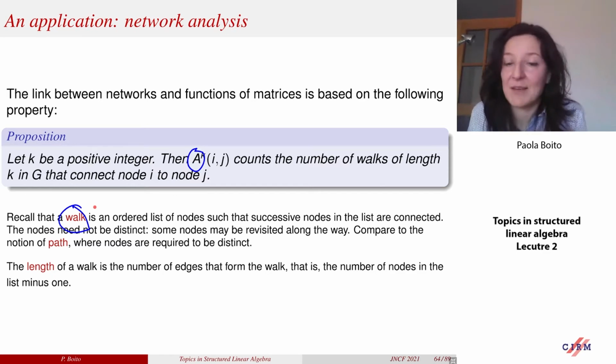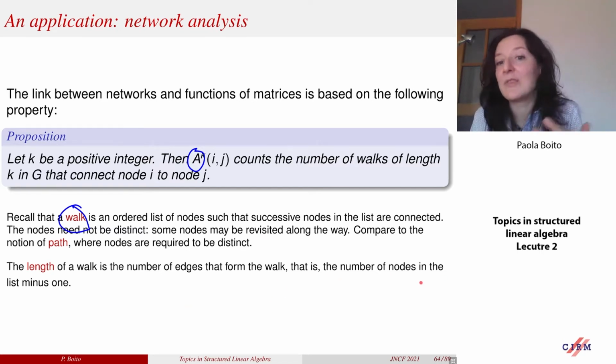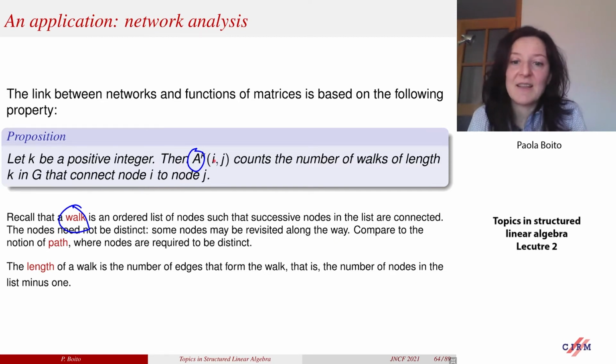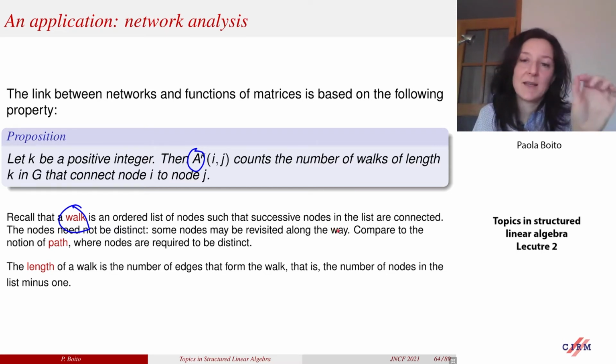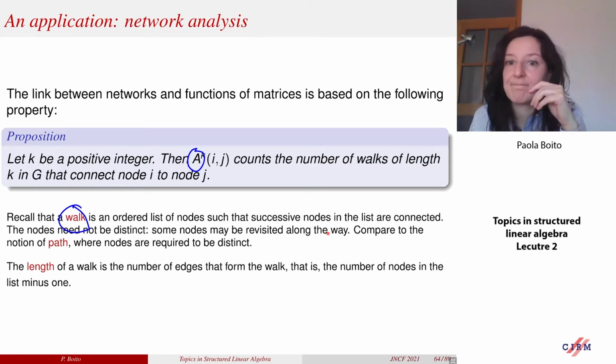Of course, there can be repeated nodes. And the length of a walk is the number of edges that form the walk, so the number of nodes in the list minus 1. And it turns out that if I want to count the number of walks of length k that go from i to j, all I have to do is to take the kth power of A and look at the entry ij. This is easy to prove, for instance, by induction.